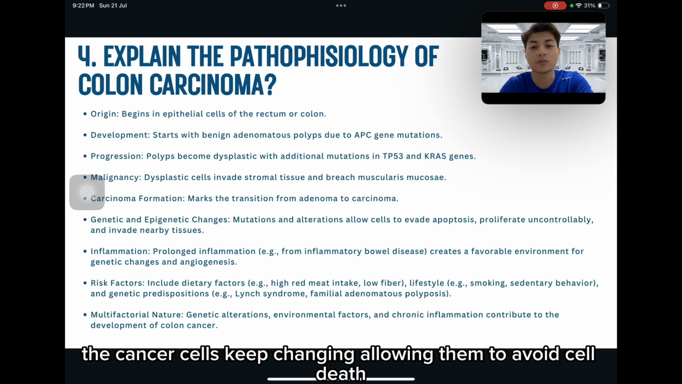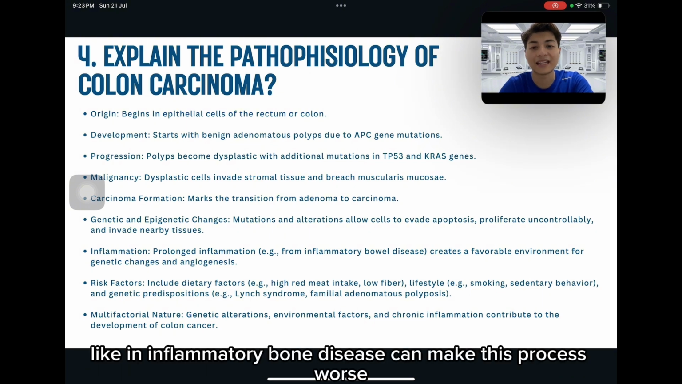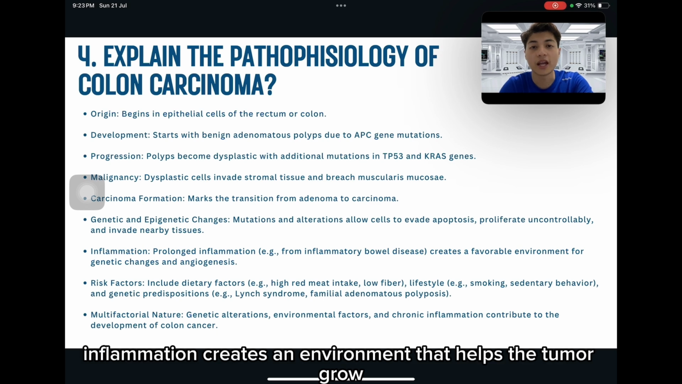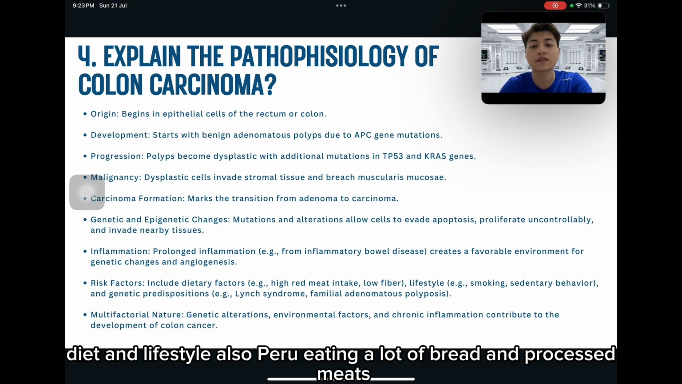The cancer cells keep changing, allowing them to avoid cell death, grow uncontrollably, and spread to other parts of the body. Chronic inflammation, like in inflammatory bowel disease, can make this process worse. Inflammation creates an environment that helps the tumor grow and get more nutrients and oxygen. Diet and lifestyle also play a role.